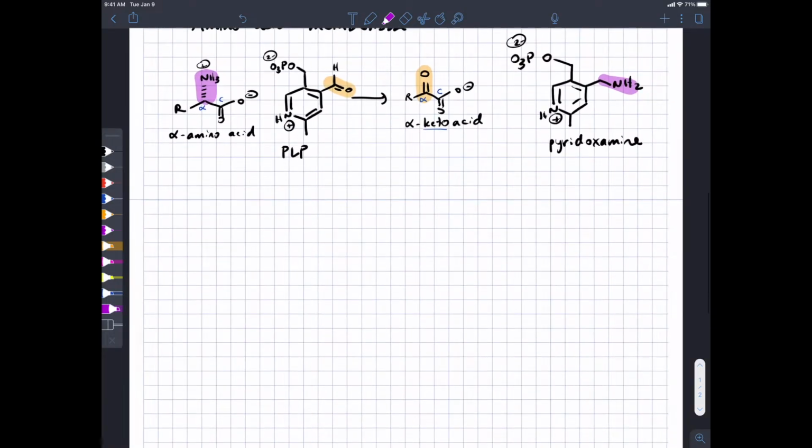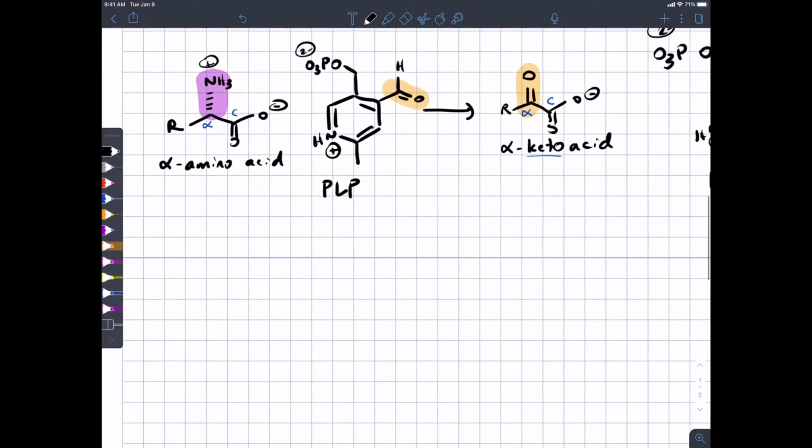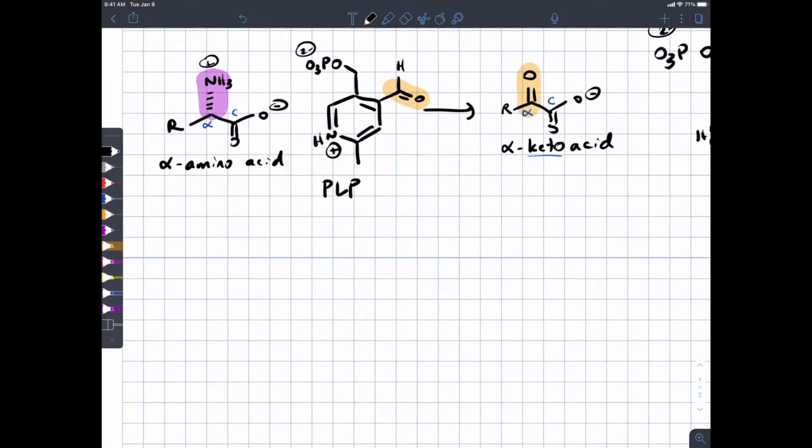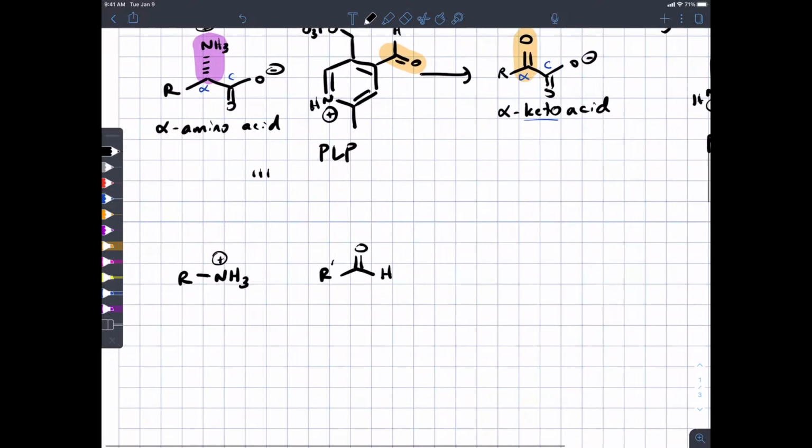So let's talk through how we would make the imine from PLP and the alpha amino acid. I'm going to abbreviate the amino acid like this, and I'm going to abbreviate the aldehyde like this. So let's talk through what happens. First, we would probably need to get the conjugate base of the amino acid, just the neutral amine.